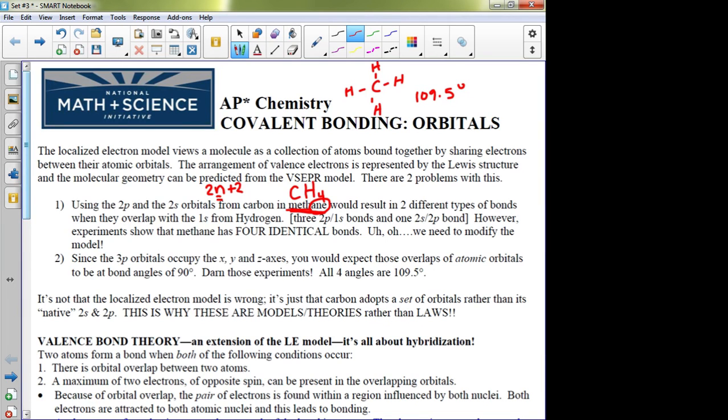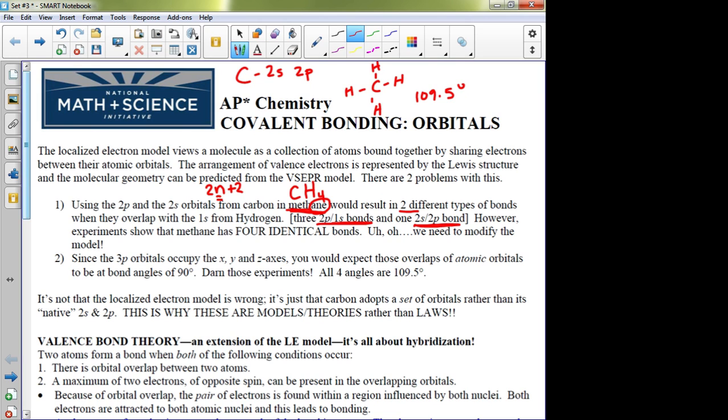But does that make sense? Yes? Because carbon's valence electrons come from the 2s and the 2p orbitals. So that means I would have a 2s electron and 3 2p electrons. Should all the bonds be the same then? Are they the same energy? Is 2s the same energy as 2p? Absolutely not. Okay? So it looks like we should have 2 different bonds. We should have 3 2p-1s bonds and 1 2s-1s bond. Okay? So it looks like we would have different bonds.